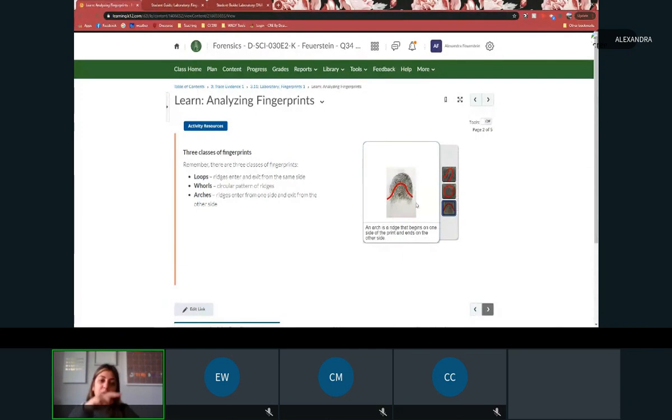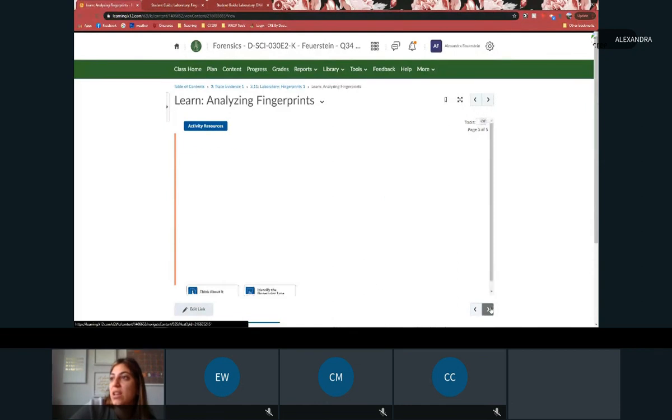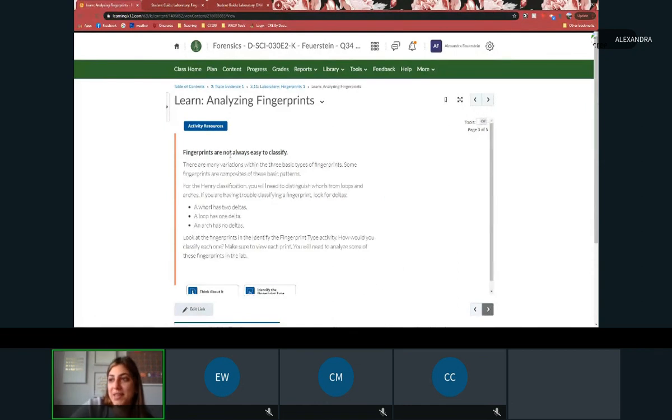Arches are what you would think of as an arch. They don't start from the middle, they go from one end across to the other. Okay, and those are the 3 patterns that you're going to want to identify. They're not always easy.